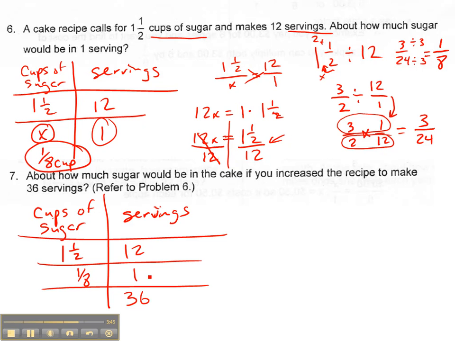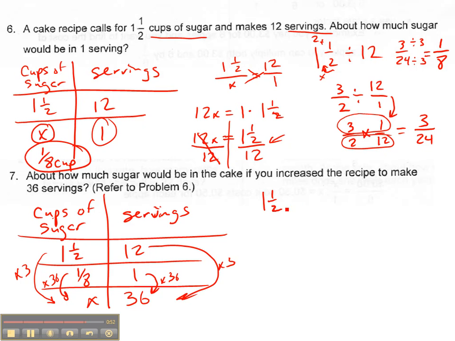You can do this two ways. You can go from here to here by multiplying by 36. So we can multiply 1/8 times 36. Or we could go from here to here by multiplying by 3. So 1 1/2 times 3 gives us the same answer. Let's do it that way.